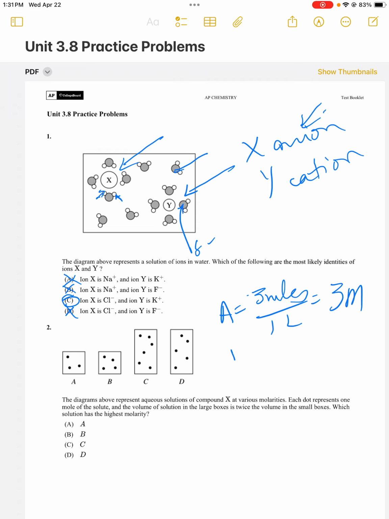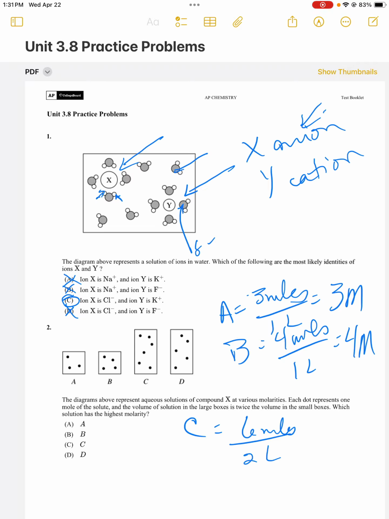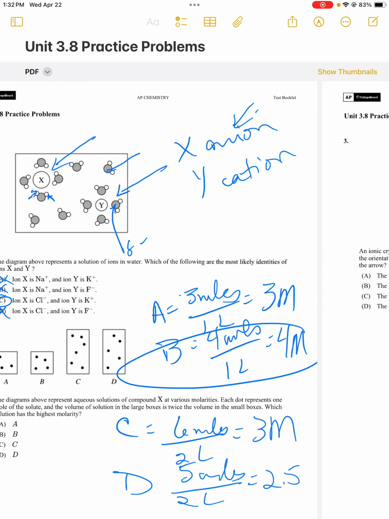For B, I've got 4 moles per 1 liter, so that's 4 molar. For C, I've got 6 moles for 2 liters, that is 3 molar. And for D, I've got 5 moles for 2 liters, that's 2.5. So the highest molarity is going to be B.